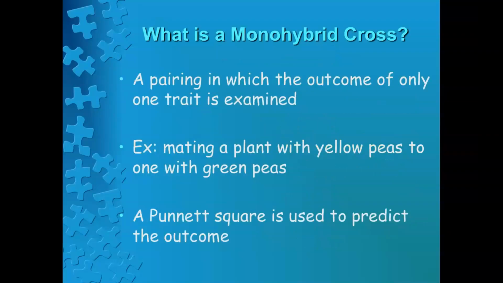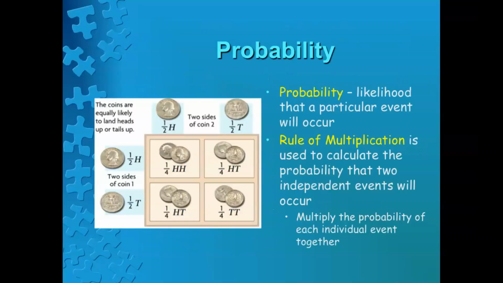So let's look at monohybrid crosses for a minute, because really when it comes down to all of it, I can treat each trait individually because of the law of segregation and because of the law of independent assortment. Really, at the end of the day, I don't have to do more than a monohybrid cross, because I can come back and use this.